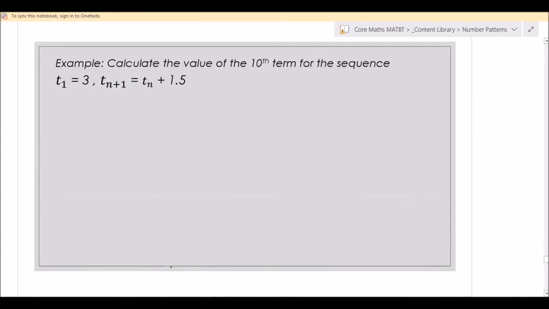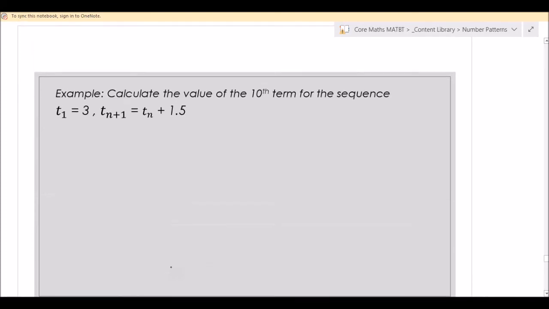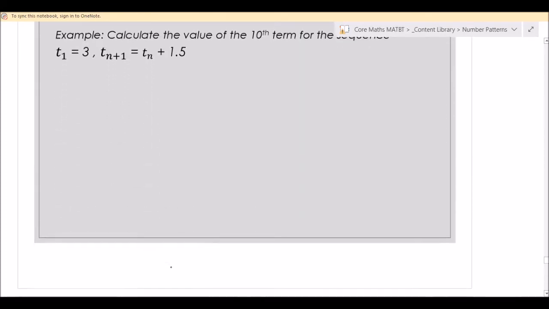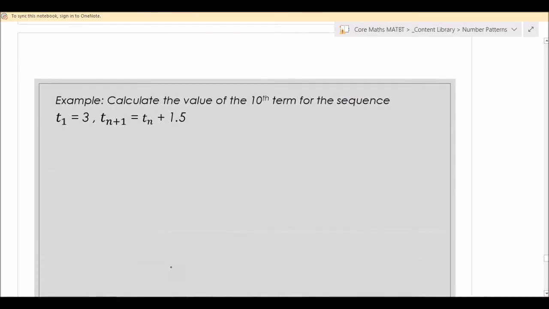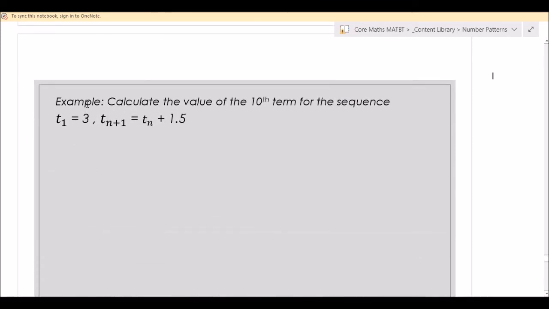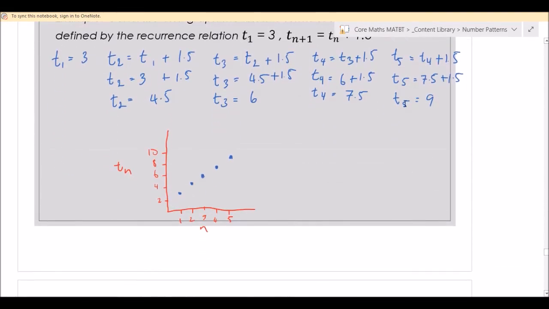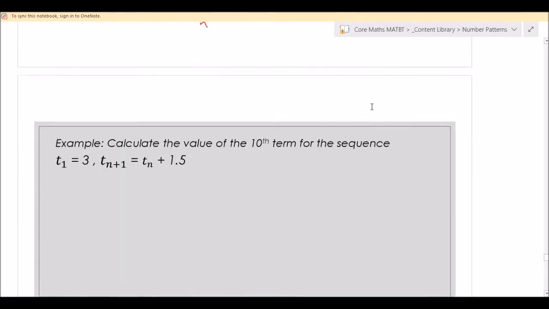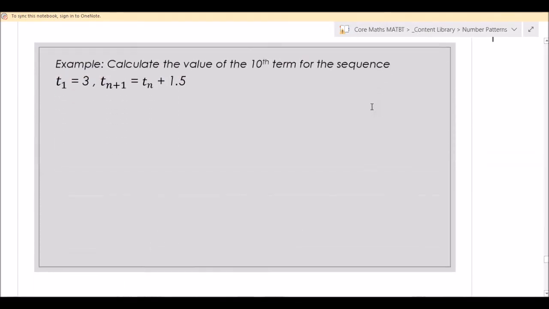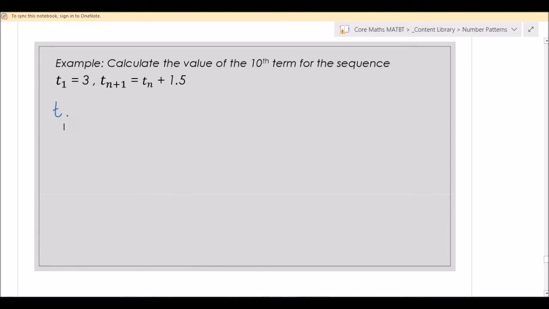Alright, let's try this example here, where we need to calculate the value of the 10th term in the sequence. In order to do this question, you need to know what the recurrence relation is saying. Term 1 equals 3, and to get the next term, we're going to add 1.5. I believe it's the same example as the previous one, and we already got up to term 5. So we now need to get from term 5 to term 10. Working that out recursively means using the working out that I showed you.